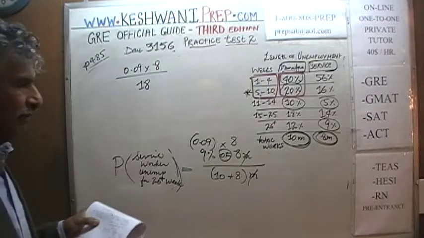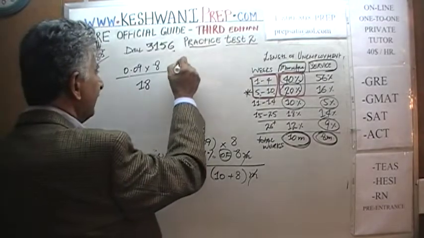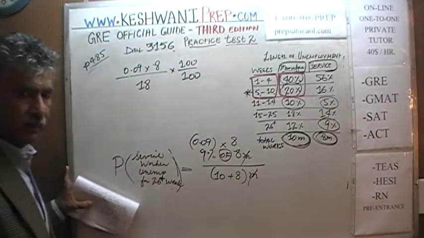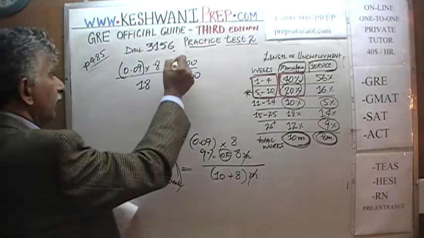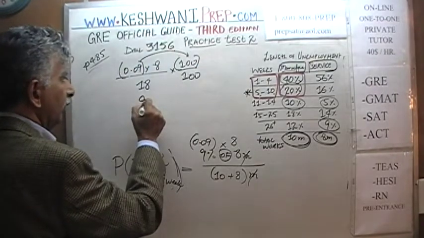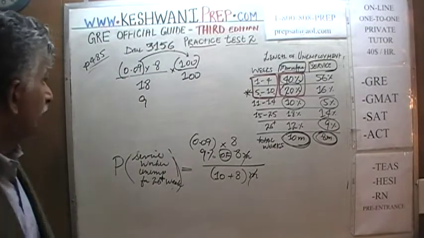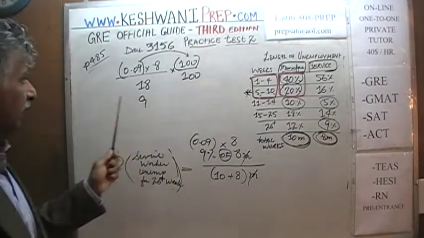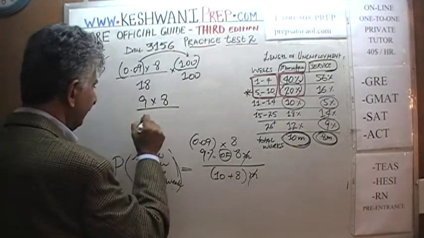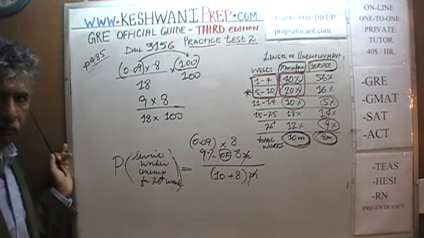Let's multiply. Let's keep it simple. Instead of dealing with 0.09, I don't like dealing with 0.09. Let's multiply top and bottom by 100, shall we? So that 0.09 times 100 will just become 9. So we'll have 9 times 8 on the top, and on the bottom we'll have 18 times 100. Are you with me so far?